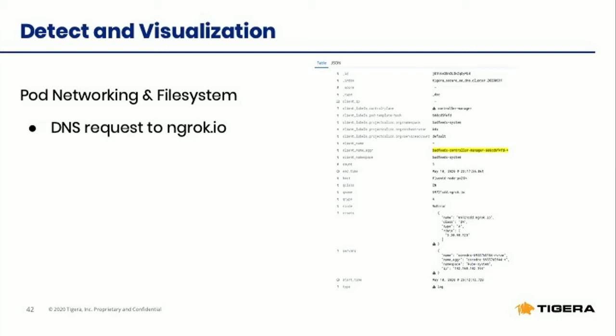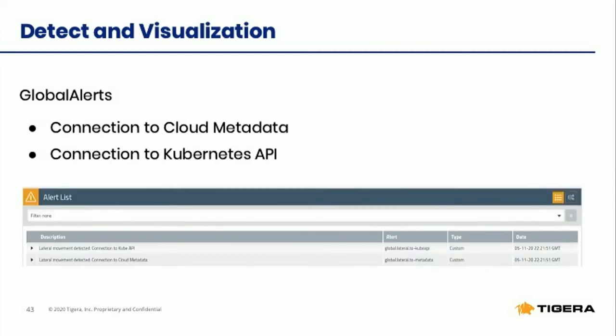I wasn't able to show you the DNS request, maybe later, but you should be able to see the DNS request to ngrok, and then you can figure out the IP address that the attacker is trying to reach. So we also have the global alerts. You can then generate different alerts for stuff that you want, all the different flows that you're interested in, and that's basically it.